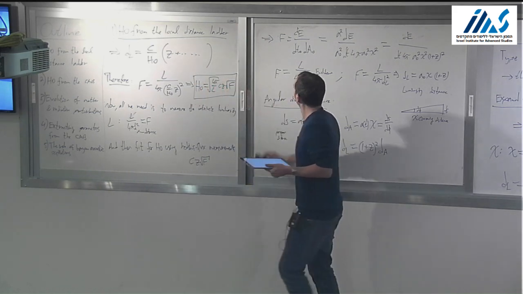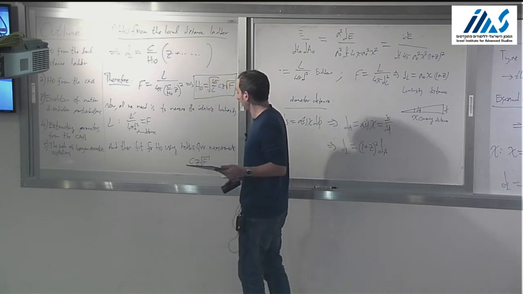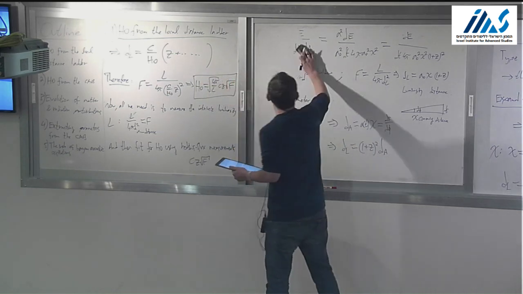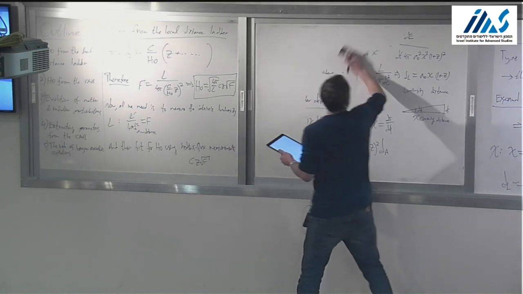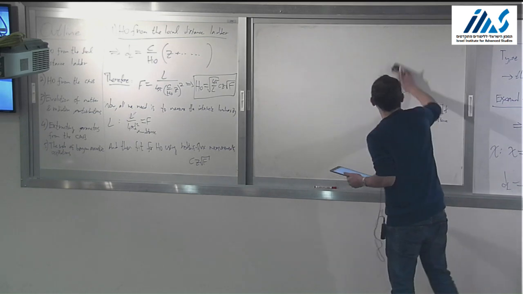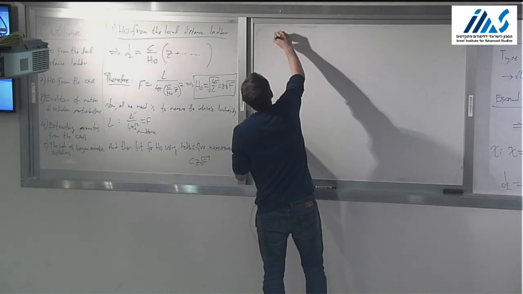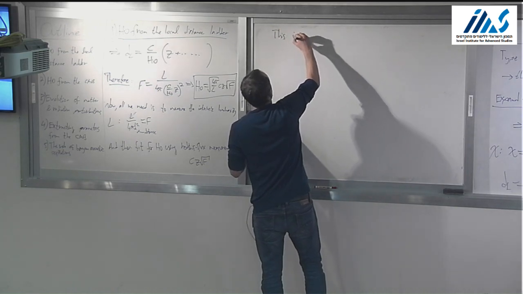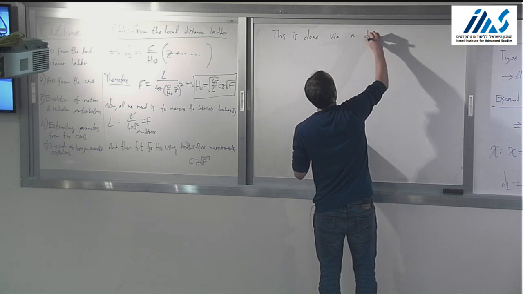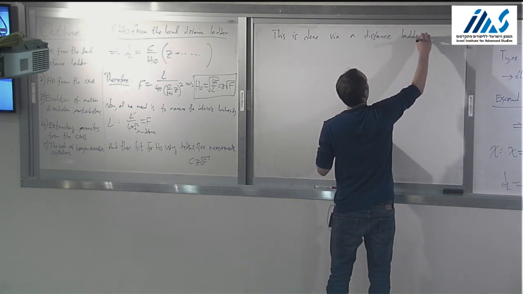Okay? So once we know the intrinsic luminosity of supernovae, if we now look at a lot of objects, measure the redshifts and the fluxes, then we can fit for H naught. Okay. So this is done via a distance ladder. Okay?